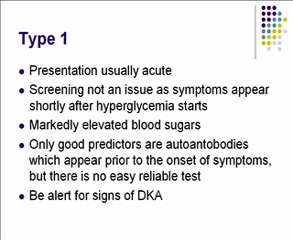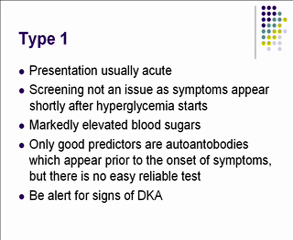All right, with type 1 patients, how do they present? Their presentation is usually acute. Screening is usually not an issue as symptoms appear shortly after hyperglycemia starts. They have markedly elevated blood glucose. The only good predictors of type 1 are autoantibodies. Since you remember the pathophysiology of this is that these patients develop autoantibodies which ultimately will knock out the beta cells in the pancreas. And once they're gone, they're usually completely devoid of insulin.